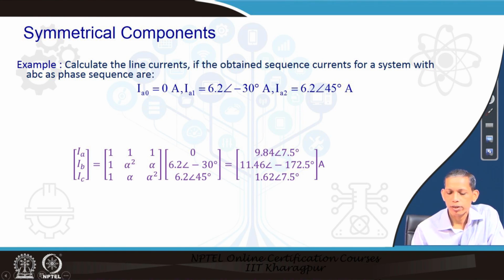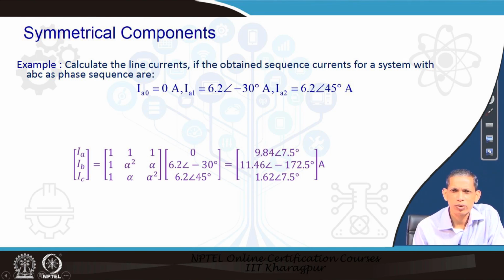For this case, we consider the T matrix as we know, and then we substitute I A0, I A1 and I A2, and calculate the corresponding I A, I B, I C. So we get I A, I B, and I C equal to these values. Now, let us consider the next one.